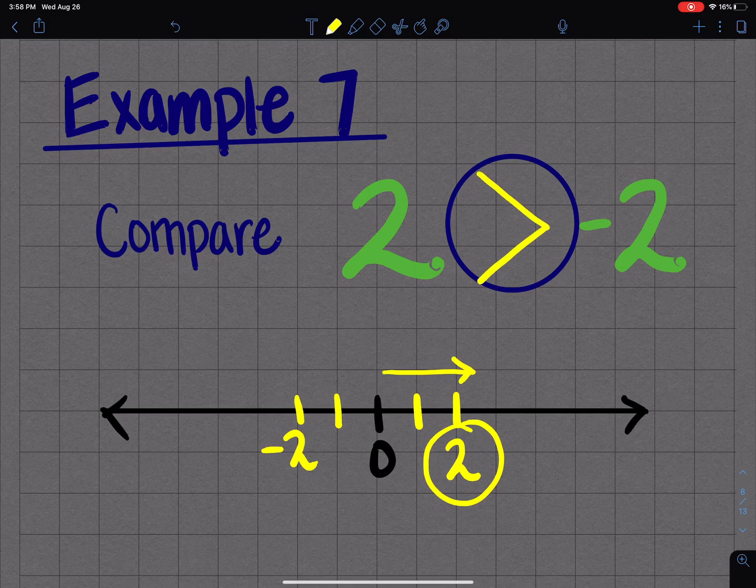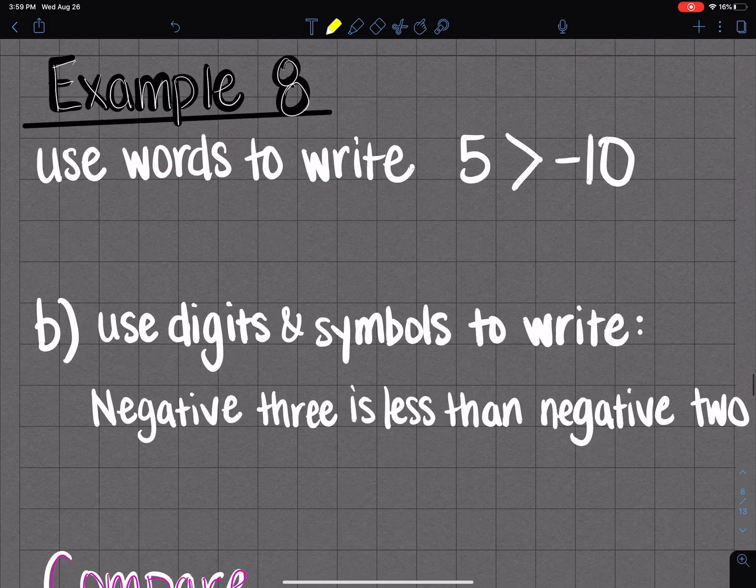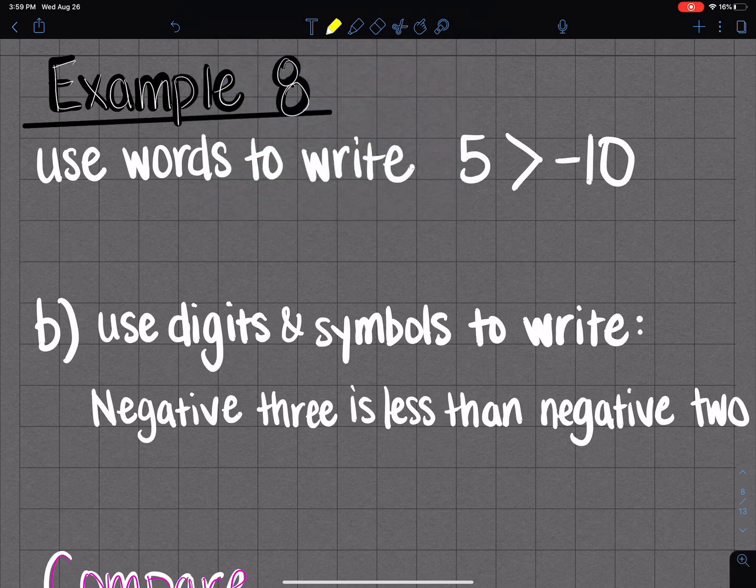It's a greater than sign. Okay, let's do example 8. It says, use words to write 5 is greater than negative 10. And the words are exactly what I just said out loud. So I'll just write it really quick to make sure you understand.